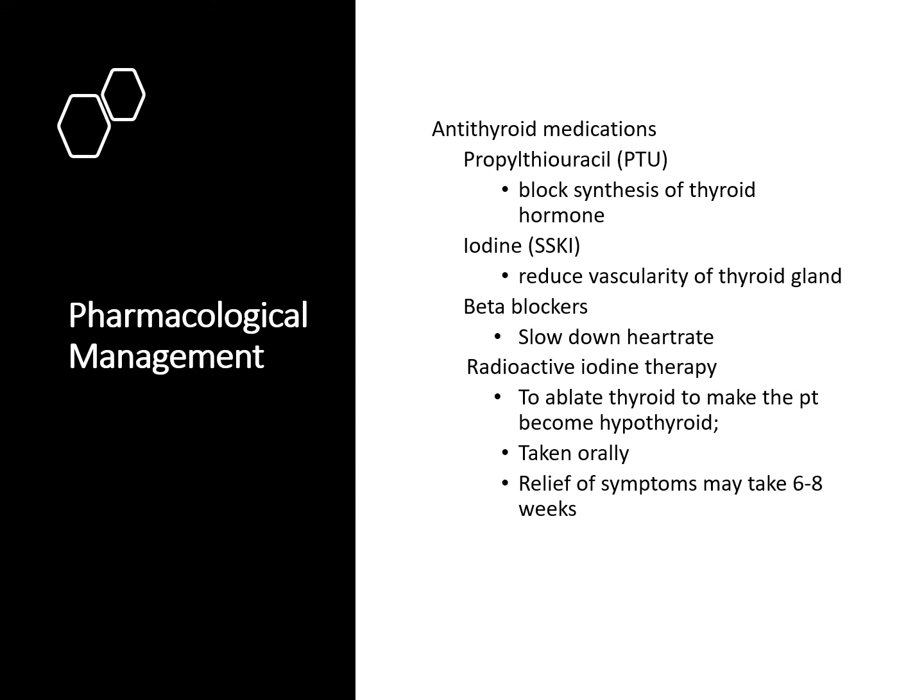Antithyroid medications include propylthiouracil, PTU, that blocks the synthesis of thyroid hormone. Iodine, SSKI, reduces the vascularity of the thyroid gland, and we'll give that SSKI for a couple of weeks if they're having a thyroidectomy, to reduce the bleeding in and around the thyroid. Beta blockers slow down the heart rate. Radioactive iodine therapy ablates the thyroid, or makes the patient become hypothyroid. It's taken orally, and relief of symptoms may take 6 to 8 weeks.